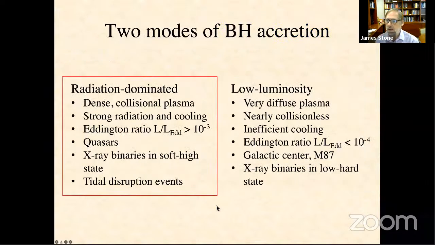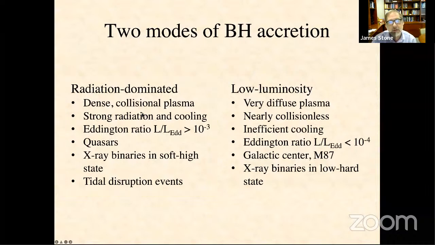But accretion comes in many different forms, and the physics you need to include really depends on what mode of accretion you're in. There's so-called radiation-dominated accretion involving dense collisionless plasmas, where there's a strong radiation field and strong cooling. By strong radiation, I mean the radiation pressure is comparable to the thermal pressure. And typically that involves Eddington ratios, and I'll explain exactly what that is in a minute. The Eddington ratio bigger than, say, 10 to the minus 2, 10 to the minus 3.